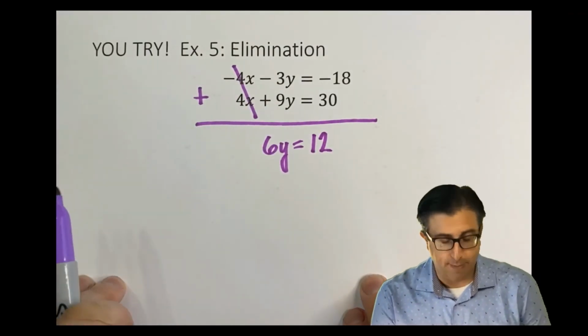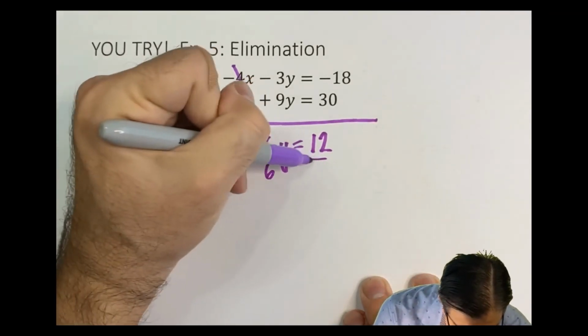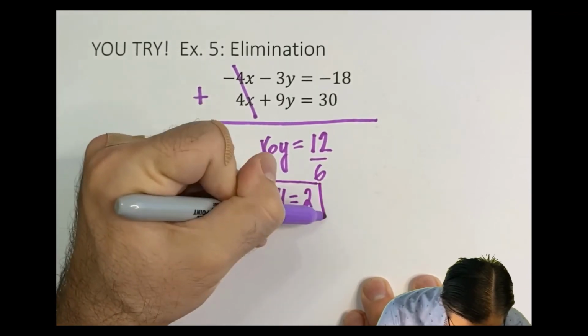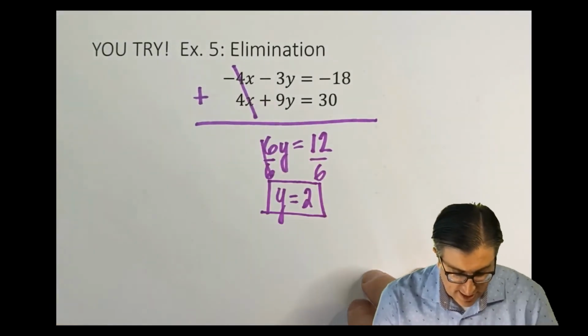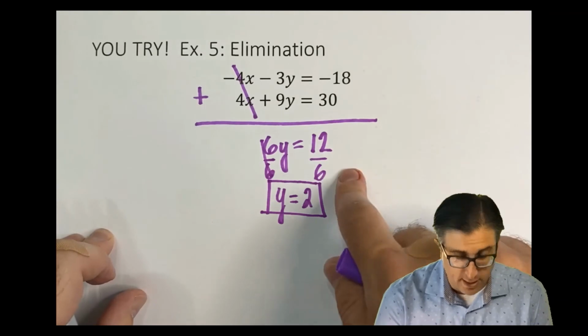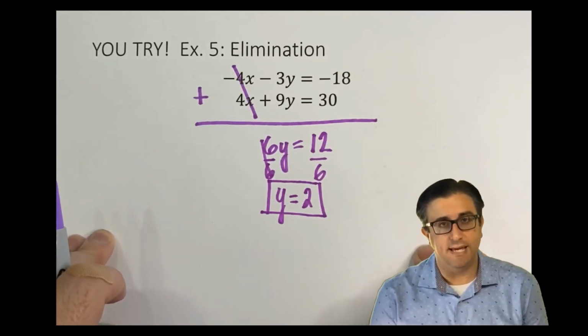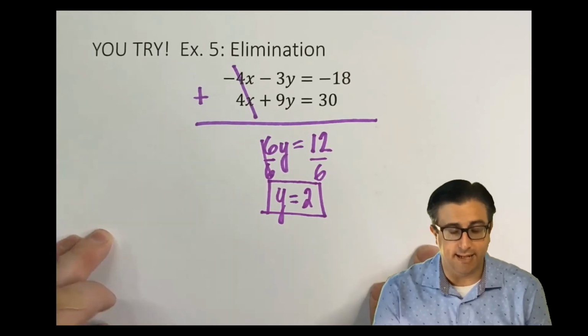I'm left with a one-step equation. Divide by 6. We get y equals 2. This is a good time to tell you that the second mystery word is divide, like I just did, 12 divided by 6. I divided. Divide is the mystery word, D-I-V-I-D-E, divide.